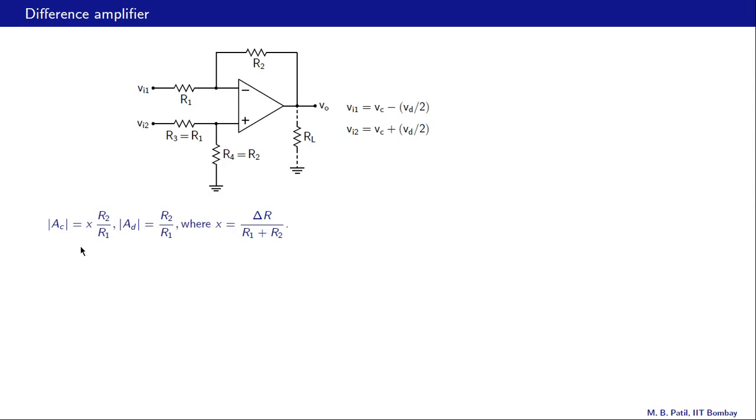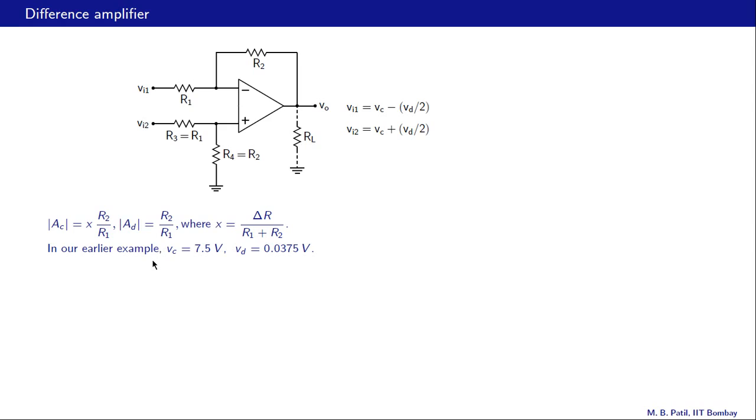Here is the summary. The common mode gain is X times R2 by R1, where X is delta R divided by R1 plus R2. And remember, this delta R came from R3, which was assumed to be R1 plus delta R. The differential mode gain is R2 by R1, as we have already seen. And now let us take a numerical example.